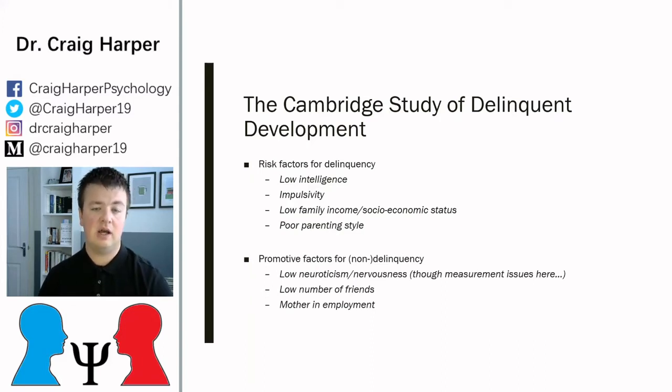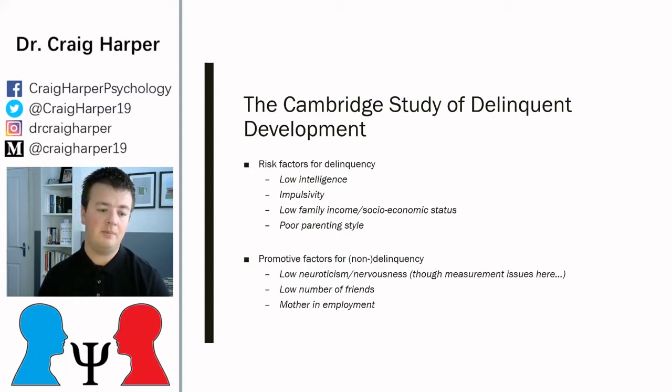Promotive factors for non-delinquency include low levels of nervousness, so maybe being able to stand up for yourself, not necessarily being subject to peer pressure. So if you're not nervous, you're more likely to be able to say no to peers when they're trying to coerce you into engaging in criminal behaviour. Having a low number of friends, so again not being coaxed into those kinds of peer pressure situations, and having a mother in employment.